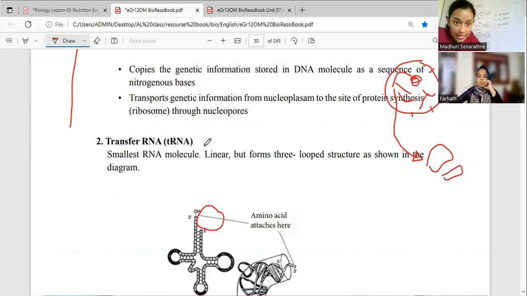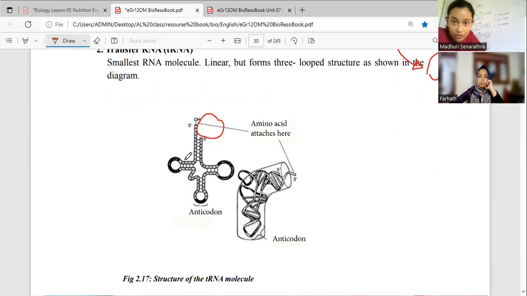Second one is transfer RNA, the smallest RNA molecule, linear, but it is folded and forms three loops. First loop, second loop, and the third loop. Here there is a specific site we will learn further. This specific site we call the anticodon. It is our smallest RNA molecule, linear, but forms a three-looped structure as shown in this diagram. You can take a screenshot of this tRNA molecule also.